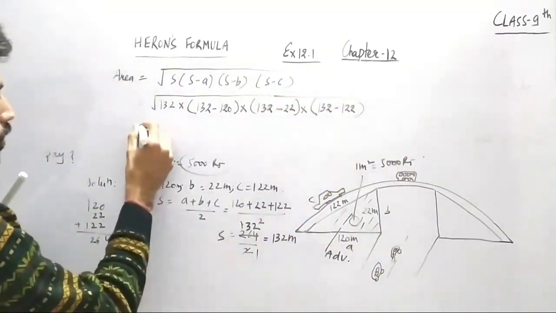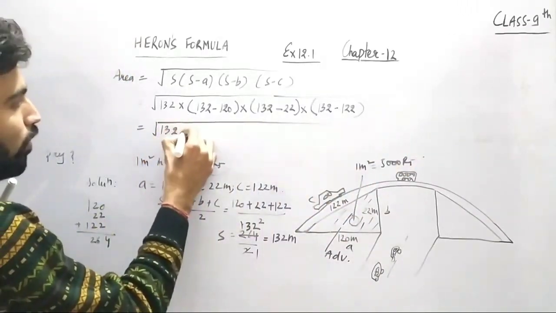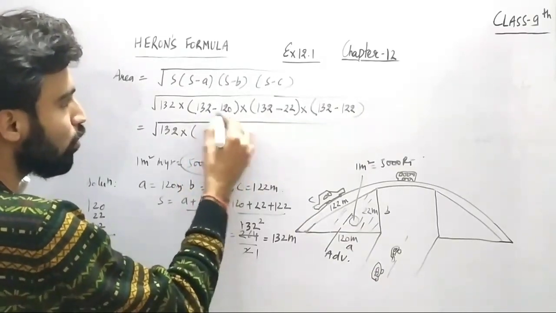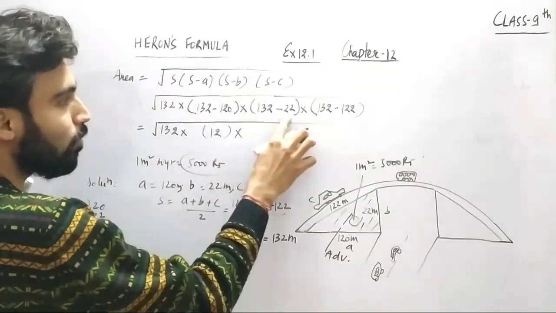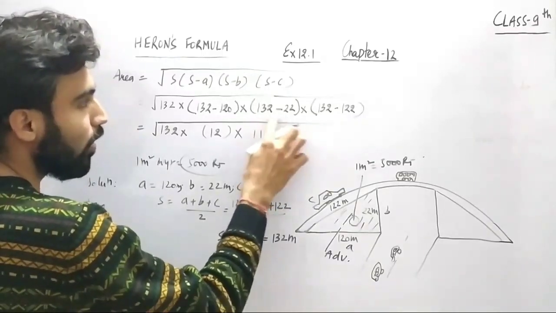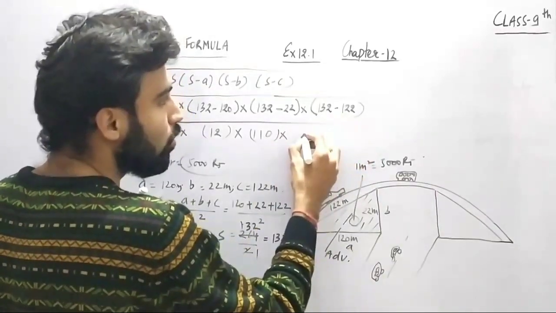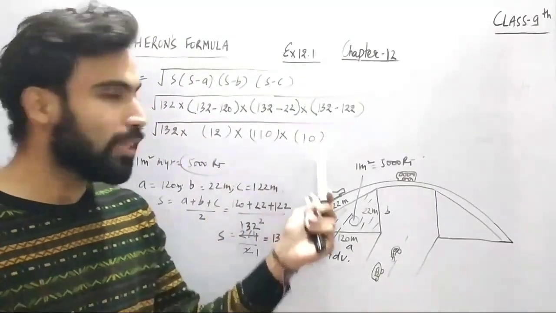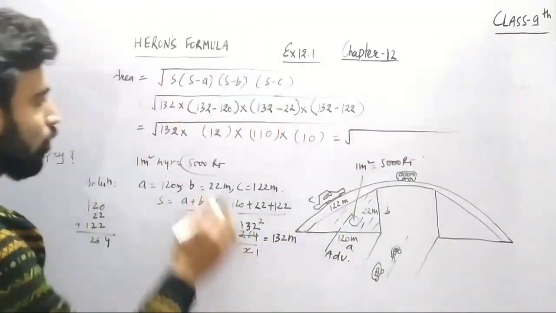Now further if I just solve this, so here 132 into, now 132 minus 120, right? So 0, then 2 plus 1 is 12, right? Then 132 minus 22 will be 110. Then 132 minus 122 will be 10, right? We subtracted these, and that gives us this. Now what you have to do is simply write the factors of the numbers.